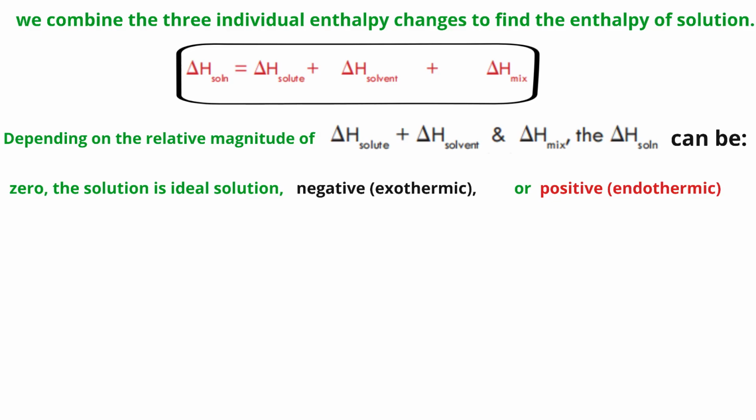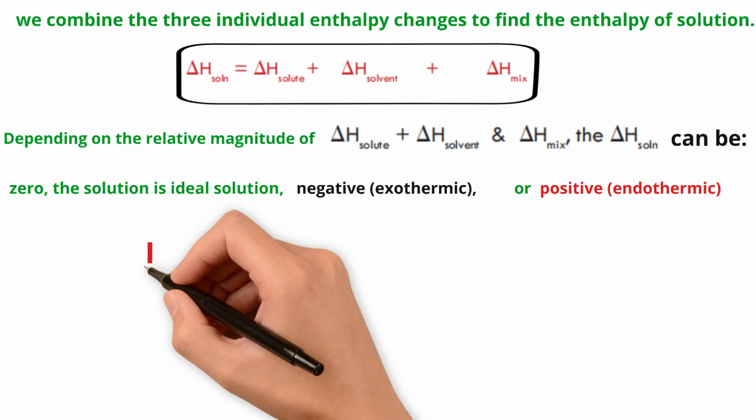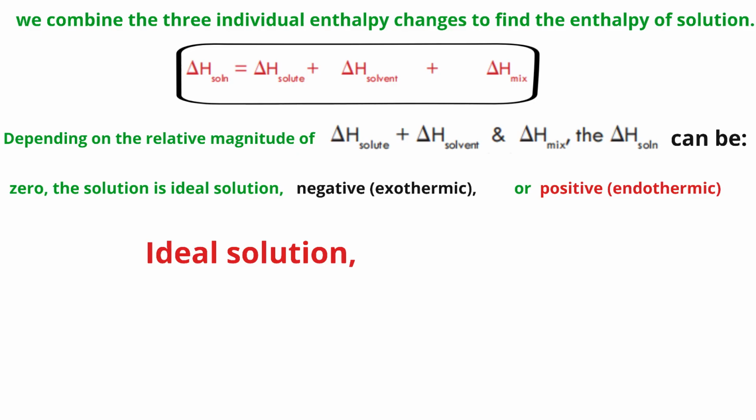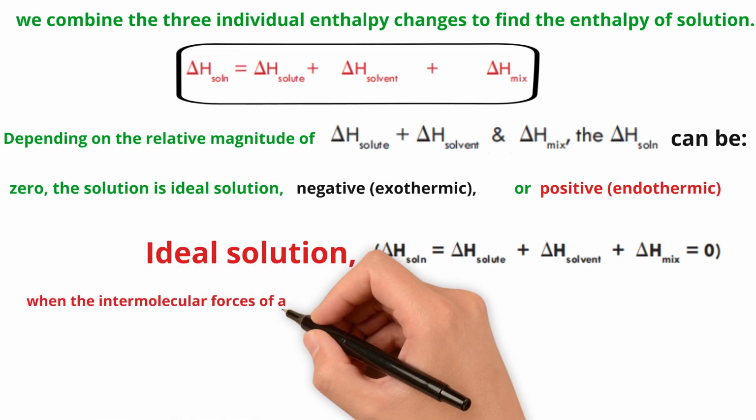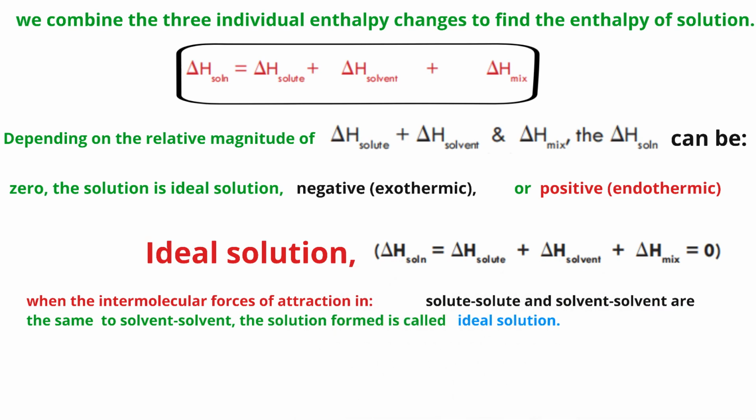Ideal solution. Enthalpy of a solution equal to enthalpy of the solute plus enthalpy of the solvent plus enthalpy of mixing, which is equal to zero. If enthalpy of solution is equal to zero, then the solution, we call it an ideal solution. When the intermolecular forces of attraction in solute and solvent are the same, the solution formed is called an ideal solution. In an ideal solution, no energy change.